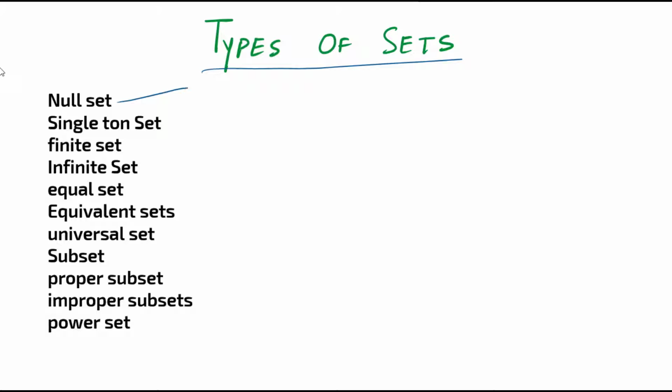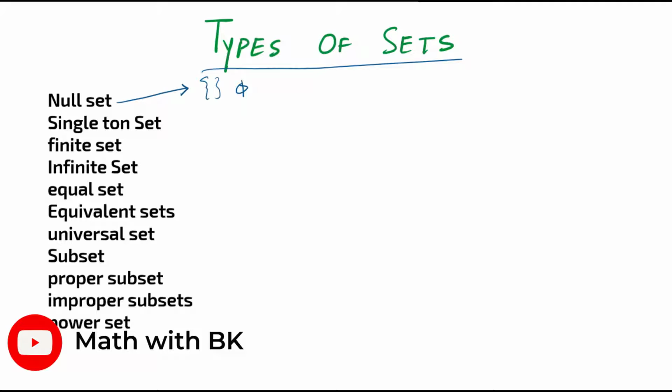The first is the null set. Now the set which contains no elements at all is called a null set. So this is represented by the bracket, or sometimes it is represented by phi. And if it contains only a single element, then it is called a singleton set. Null means nothing, so basically a set with no elements. Singleton set, single means one, so basically a set with one element.